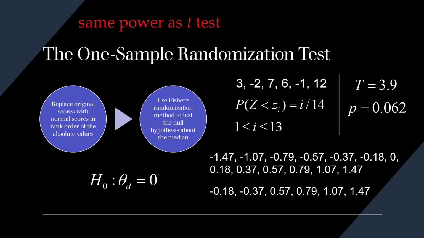The second benefit is that if your population distribution happens to be not normal, using Fisher's randomization method with normal scores will still maintain your type 1 error rate at your chosen level, whereas the t-test could end up giving you an inflated type 1 error rate. In general, those are two advantages of randomization tests: calculating exact probabilities and maintaining the type 1 error rate regardless of the underlying population distribution form.